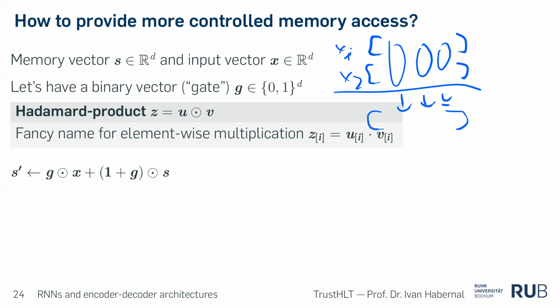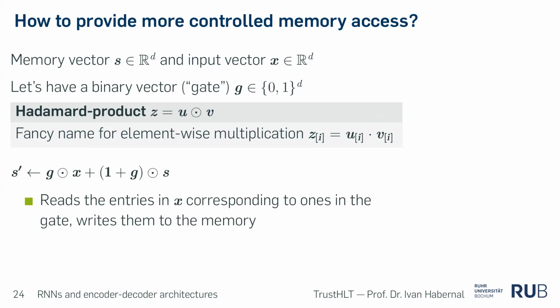And now we're going to do something very awkward here. We're going to take the input and multiply it by the gate. And then we're going to make a negation of the gate and multiply it by the state. What does it mean? Okay, I do have an example.